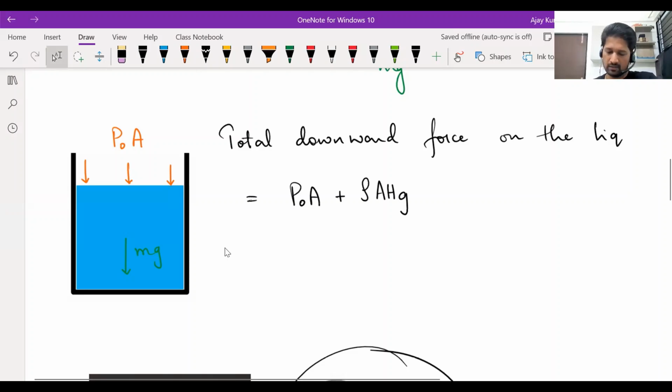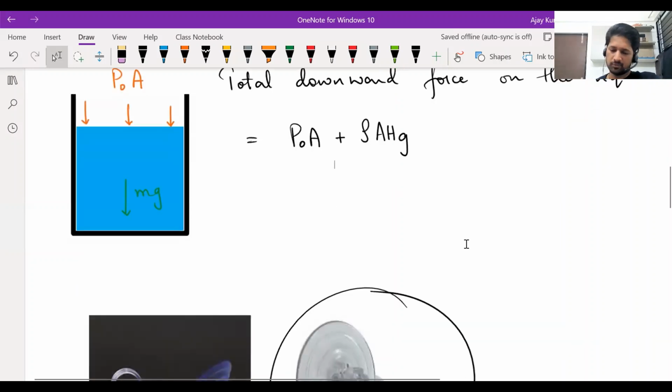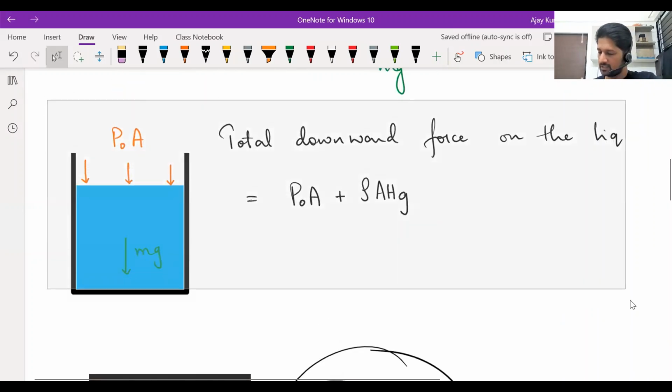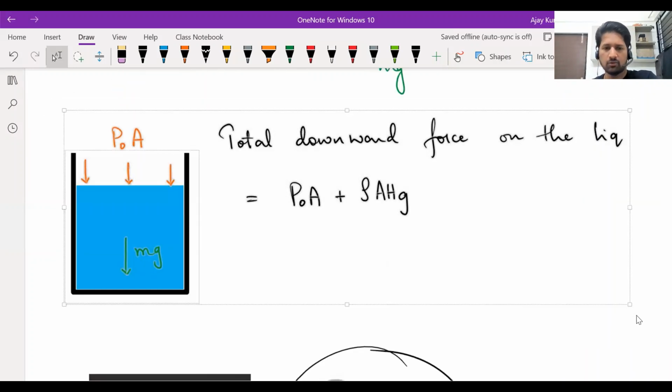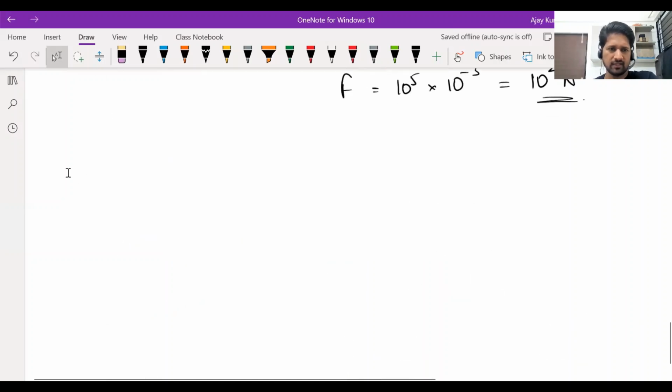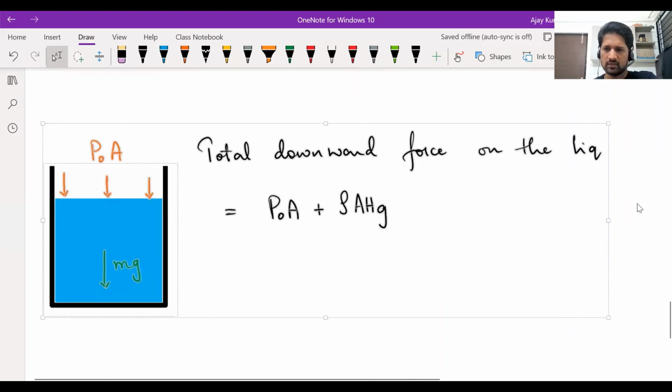Fine. Now, suppose the container goes down with an acceleration equal to g. Okay, we kind of already discussed this case. If the container goes down with an acceleration equal to g, pressure will be uniform throughout.